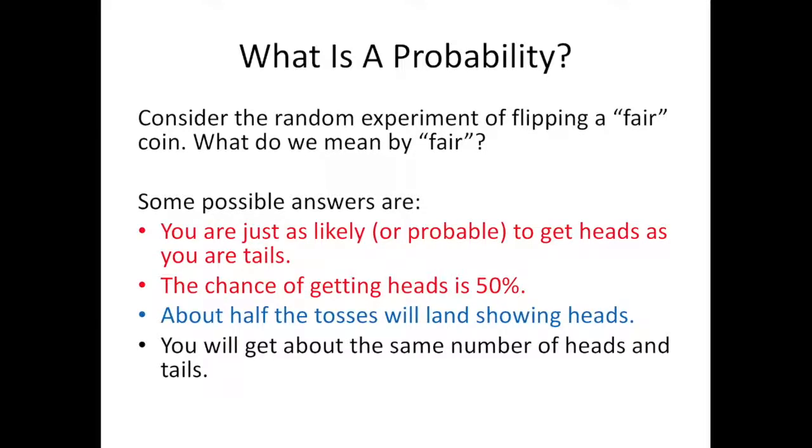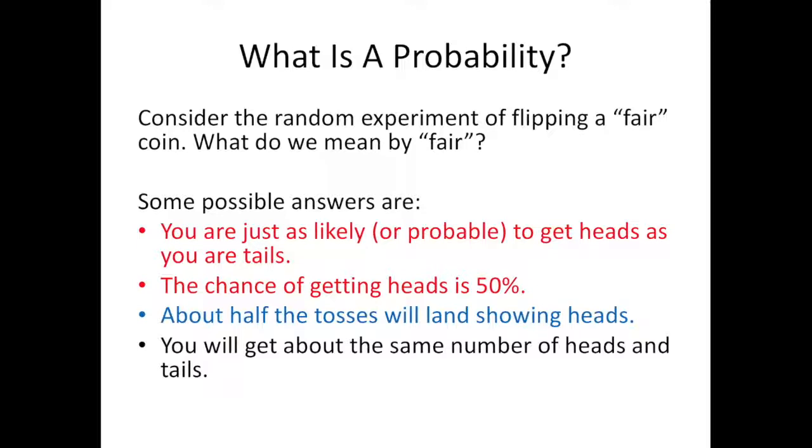Well, if we think about these statements a little bit more, it turns out those first two statements, you're just as likely or probable to get heads or tails, or the chance of getting heads is 50%, that's based on our intuitive understanding of probability theory. That's really using the results of what we're about to talk about. Our theory we're going to build up will result in these answers in red being true.